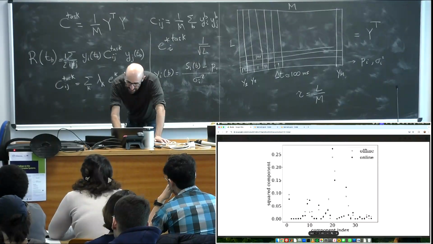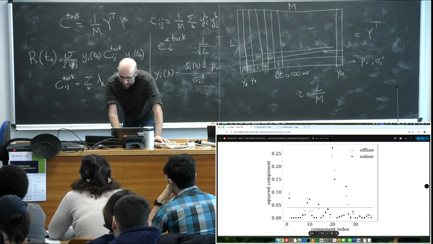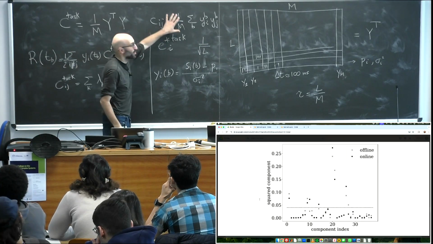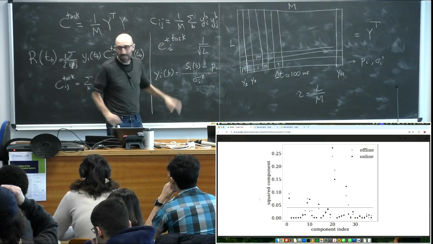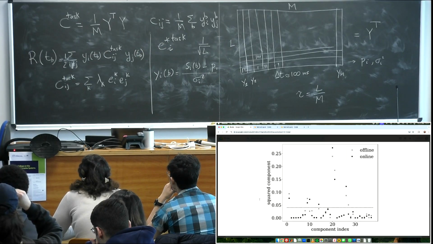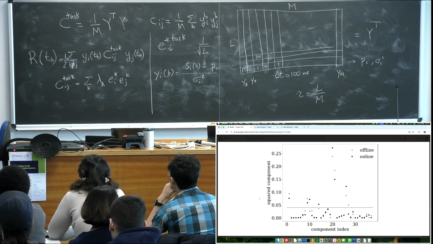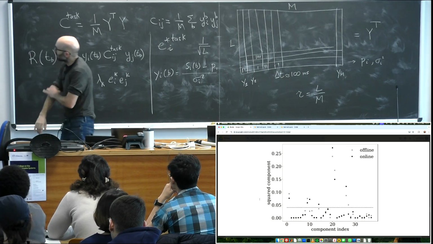Okay. And this is the result. This is the principal component that you get from the offline learning, which is diagonalization of this matrix with all the data together, and from the online learning, which is the other procedure. You see it's very similar. You have a little bit of noise, but they are similar.